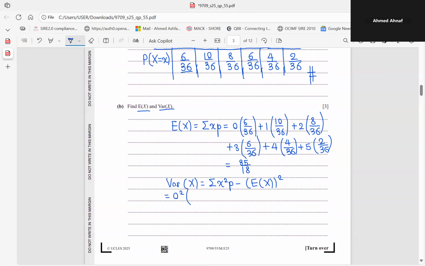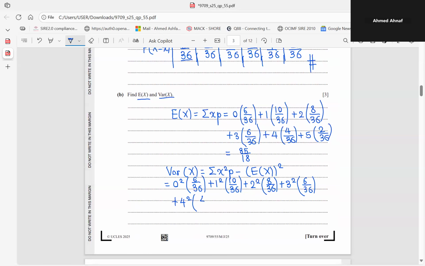So this one is just 0 squared times 6 over 36, plus 1 squared times 10 over 36, plus 2 squared times 8 over 36, plus 3 squared times 6 over 36, plus 4 squared. Okay, I'm squaring the correct number. 4 over 36, plus 5 squared times 2 over 36. And all this minus the expectation squared, so 35 over 18 squared.